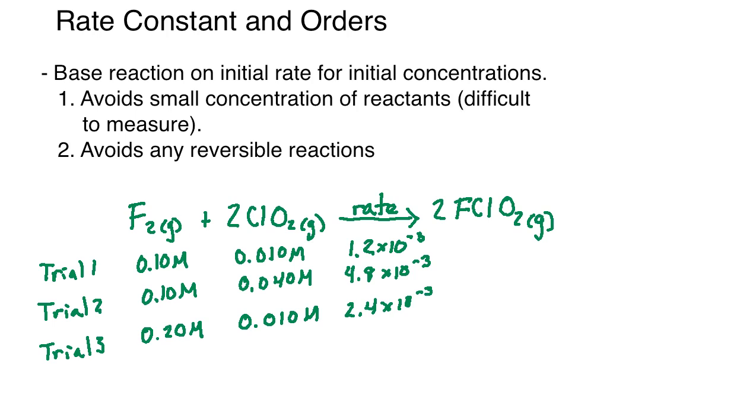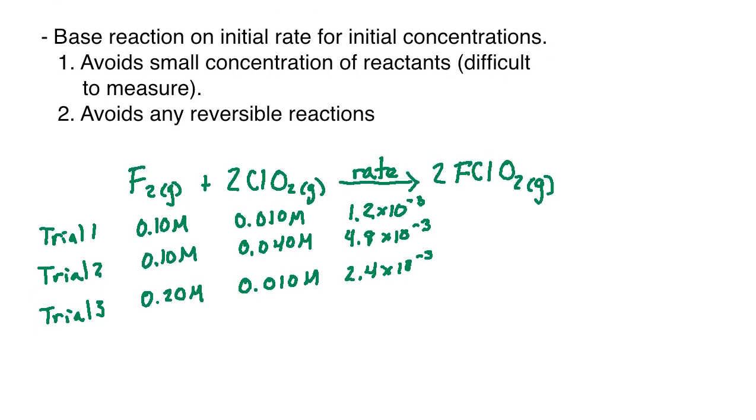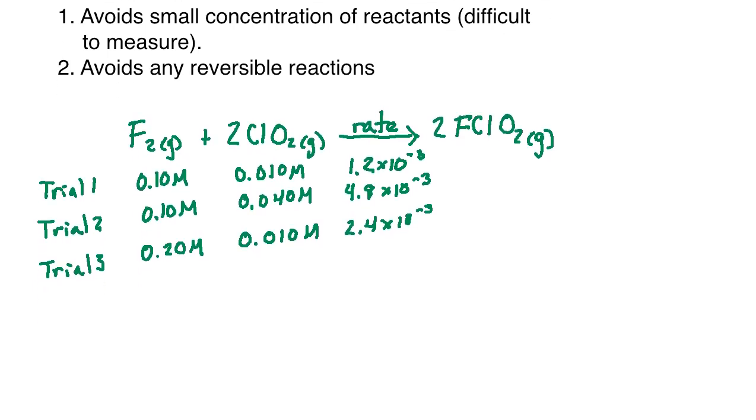Now, how do we analyze this and how do we use it? Well, what you're going to want to look at is what happens to each rate with respect to each reactant. So the first thing we manipulated was the chlorine dioxide. So we saw here that when we have ClO2 and we multiply its concentration by 4, right? If the concentration is multiplied by 4, we go from 1.2 times 10 to the negative third to 4.8 times 10 to the negative third.